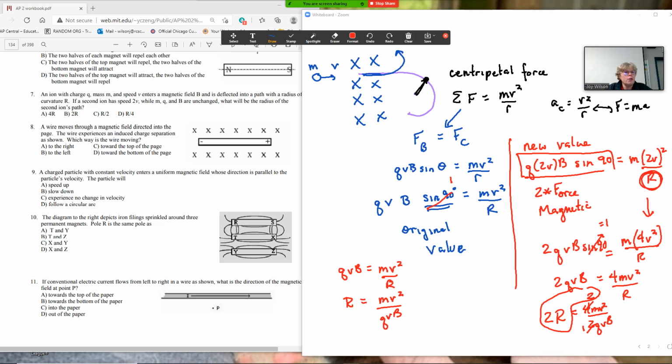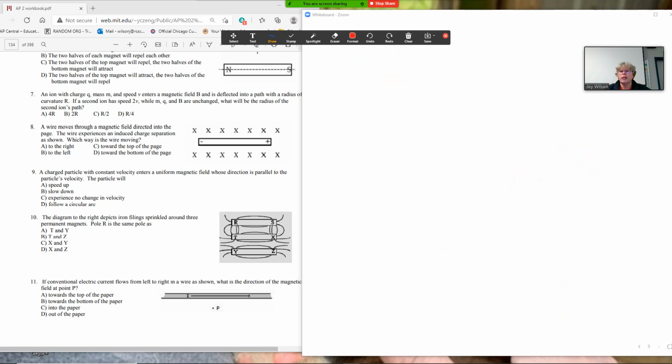That is, if we double the speed, we actually double the radius of the path. So this new particle coming in will make a much bigger radius circle. Okay, so that's number 7. Let's do another one. All right.